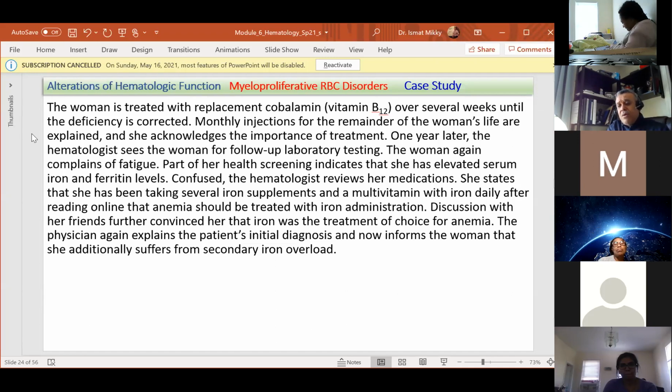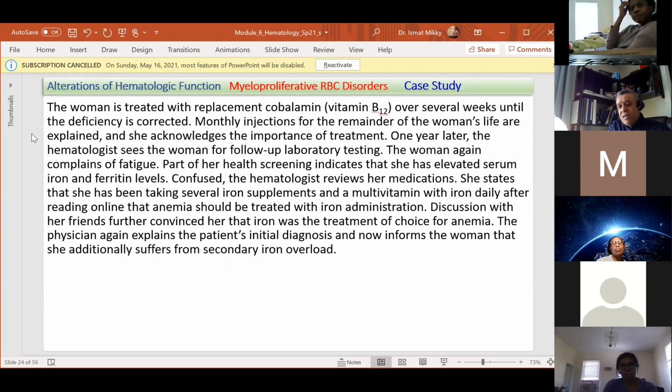Now, we have different formulations of this drug. We have tablets, and we have IM injections, like a monthly IM injection for vitamin B12. And the patient acknowledges the importance of the treatment.